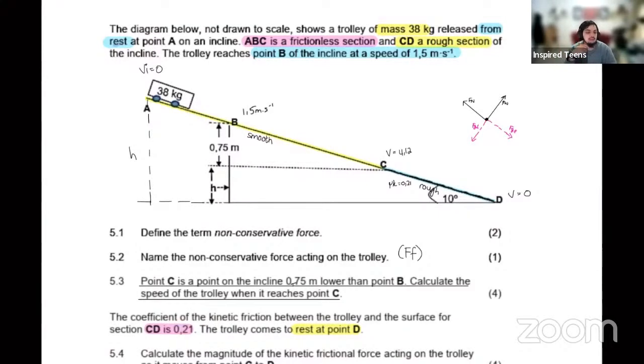So from B to C, we figured that A was useless because they gave us the height of B, and then we needed to calculate the speed at C. So we only worked with those two points. And it was smooth. So remember, the first thing that should come to mind when you are dealing with a frictionless surface is conservation of mechanical energy. After that, you check: there's no applied force, there's no tension, and there's no friction. So we definitely will be able to use the conservation of mechanical energy.